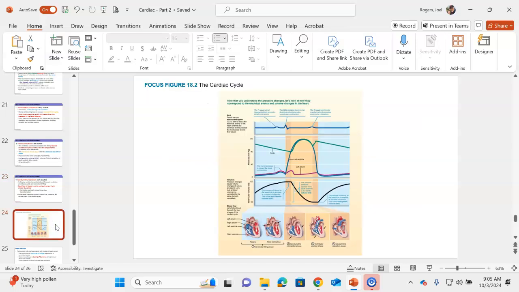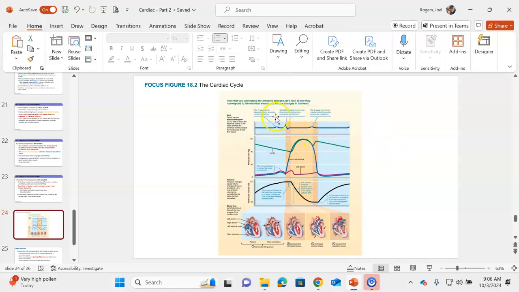Now, this slide here does a good job, and it's super small, like 0.25 font. You probably can't even read it while you're watching this video, but if you have this in the PowerPoint, which you should, you can enlarge it. But I really like this particular slide because it shows us what's going on in the heart from multiple angles all at the same time.